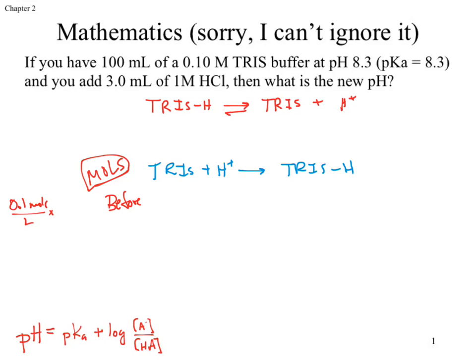Do we know the volume? We've got 0.1 liters. I even did a unit conversion on it. Our liters can cancel, and we'd end up with the moles of our Tris. So before we add any of our acid, we've got, what is that, 0.01?